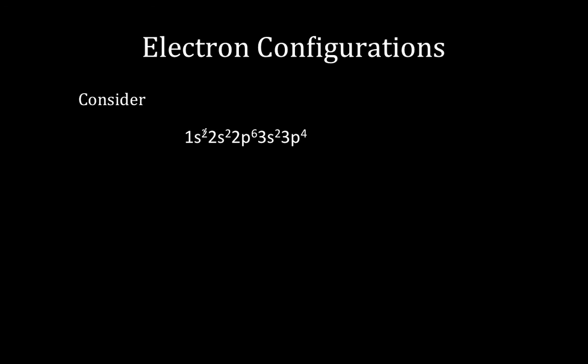So the 2 says there's 2 electrons in a 1s orbital. This 2 is 2 electrons in the 2s orbital, 6 electrons in the 2p, 2 electrons in the 3s, 4 electrons in the 3p. So I can add these together: 2, 4, 10, 12, 16. So if this is an atom, I'm finding a home for 16 electrons.